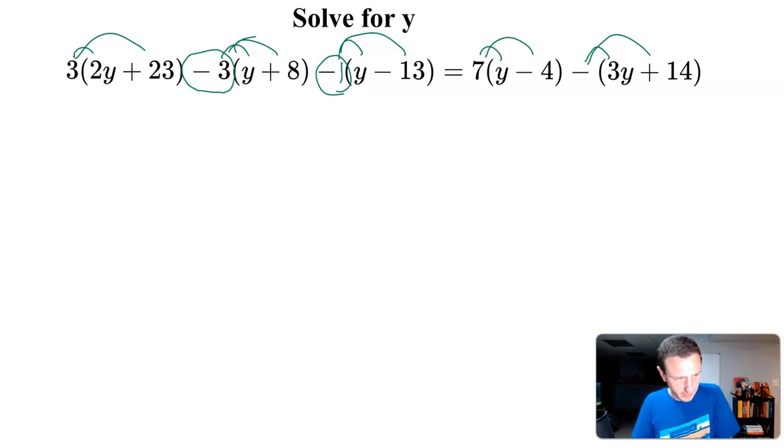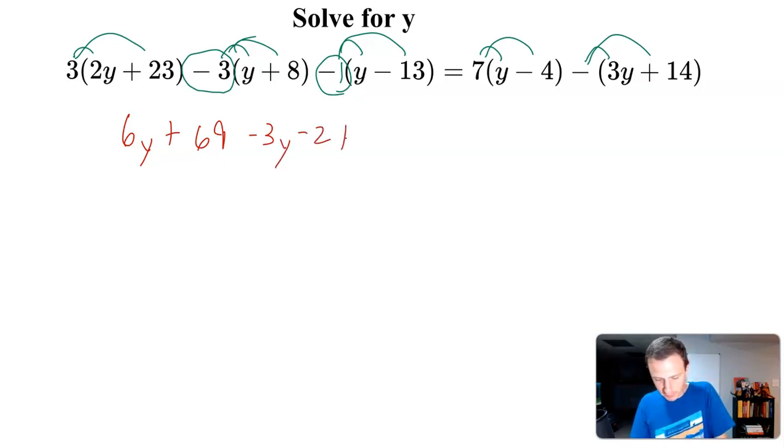3 times 2y is 6y. 3 times 23 is going to be 69. Negative 3 times y is negative 3y. Negative 3 times 8 is negative 24. And be careful with all these signs flying around. Negative 1 times y is negative y, because negative 1 times 1 is negative 1, so negative 1y. Negative 1 times negative 13 is positive 13.